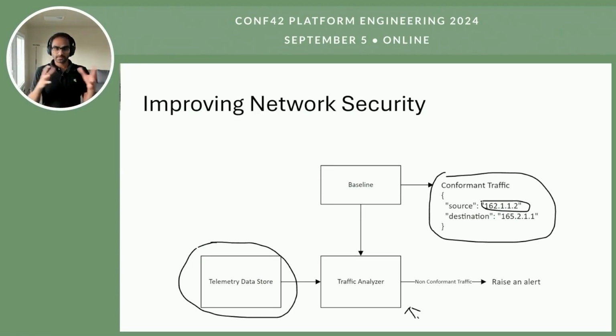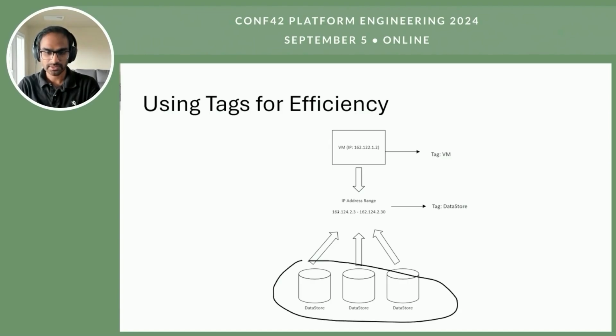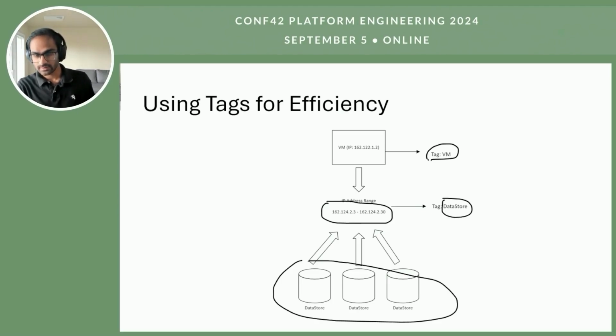Now, of course, this is a very simple scenario. Let's take a look at a slightly more complicated one. Here we have a bunch of data stores that are hosted in a particular IP address range, 2.3 to 2.30, and these data stores might be assigned an IP address from one of these ranges. Now I tag this IP address range as data store. Next, I have a VM that is trying to communicate to this IP address range, which also has another tag, called VM for simplicity.